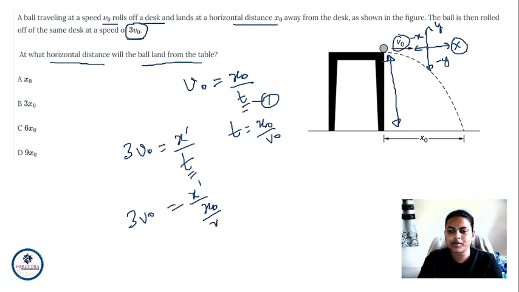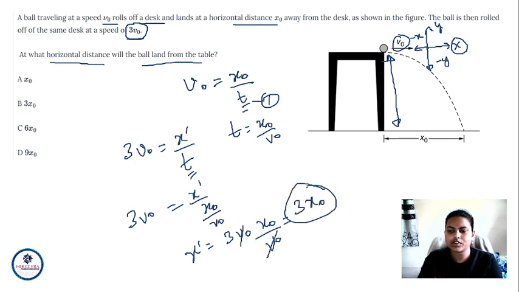Time is x naught upon v naught. So what is x dash? 3 of v naught into x naught upon v naught. So what we get? x dash as 3 times x naught. So B is the correct option.